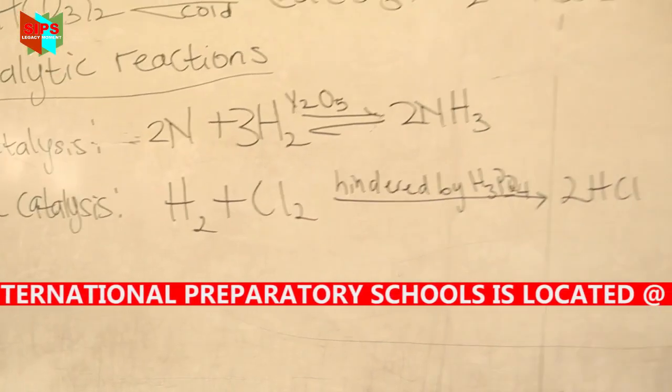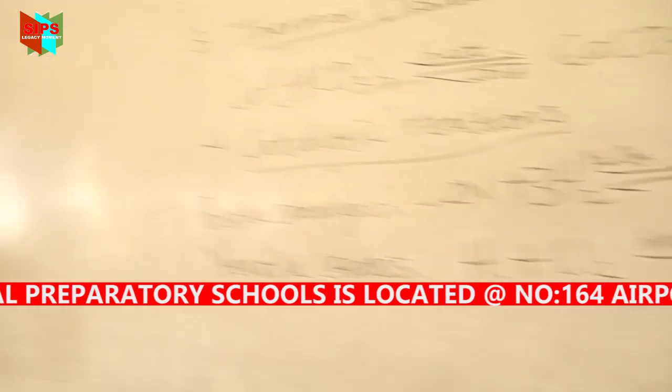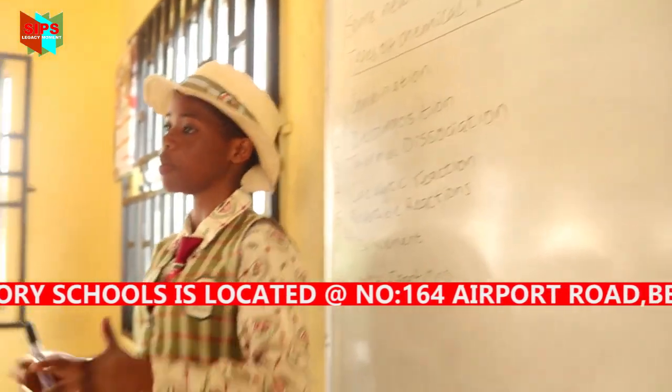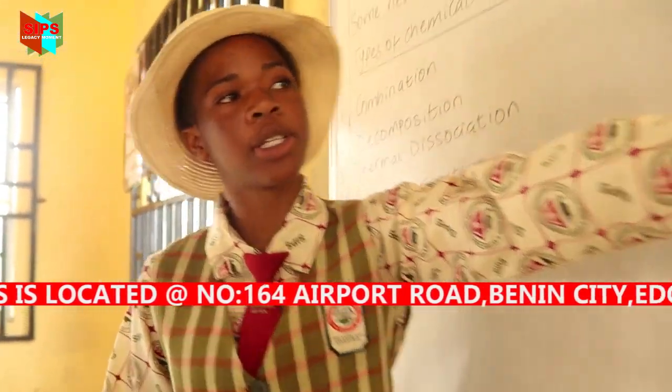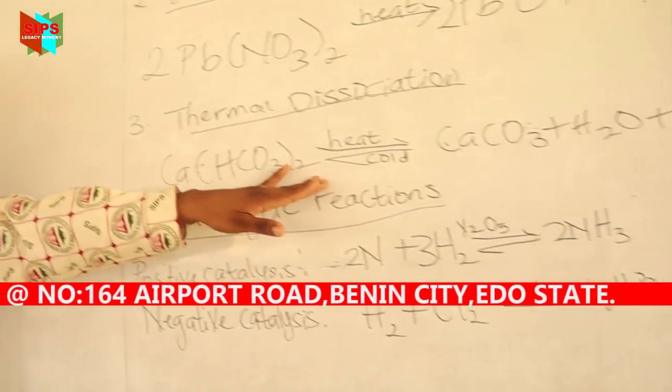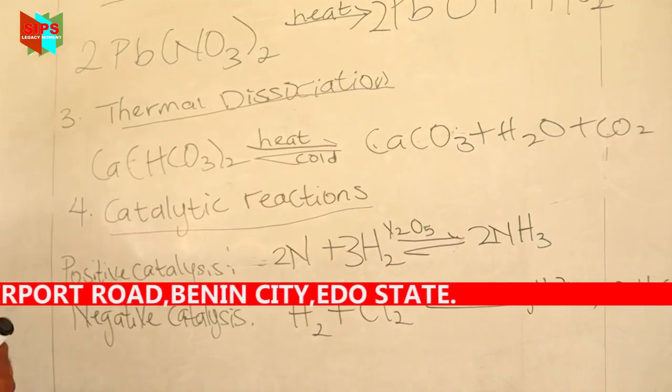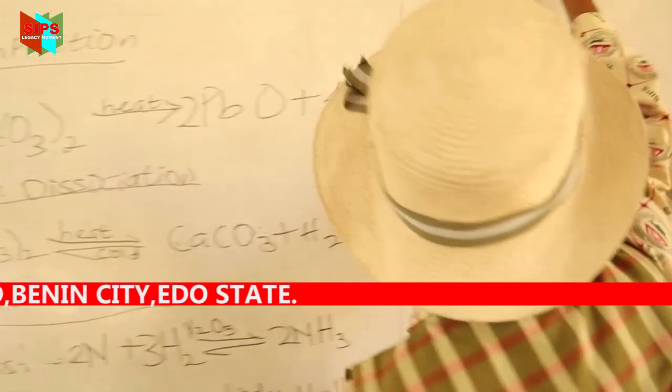From the name, reversible reaction is a type of reaction in which the products can react back to form the reactant. For example, this thermal dissociation process is an example of a reversible reaction, and reversible reactions are always illustrated by this sign.